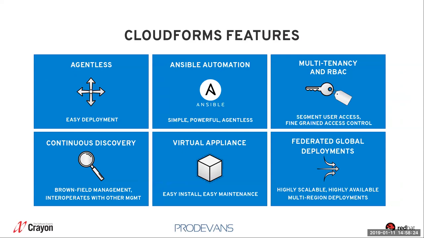Continuous discovery: you can manage brownfield environments and interoperate with other management tools. CloudForms comes as a virtual appliance. This is a pre-built OS that comes as an OVF file. It is a pre-built machine, a VM, that you only have to deploy. You can deploy it on any platform, such as virtualization, OpenStack, AWS, Azure, Google Cloud, or VMware, anywhere, and make your infrastructure accessible.